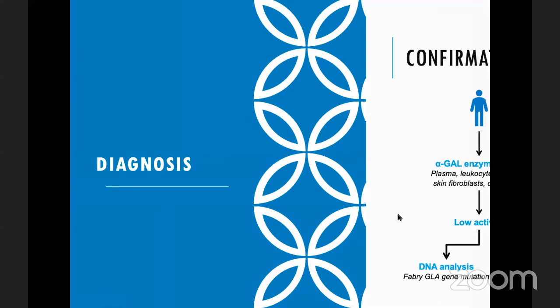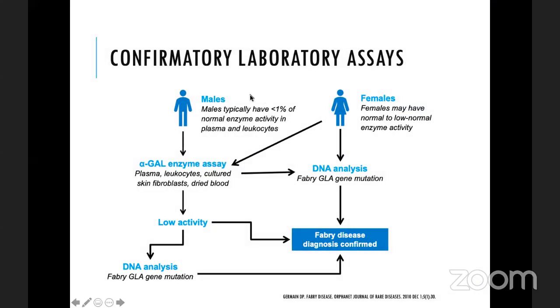How do we diagnose Fabry? In males, measuring alpha-GALA enzyme activity in the leukocyte is the gold standard for diagnosis of Fabry disease, but we still perform the DNA analysis to confirm the diagnosis. While in females, usually they have normal to low normal enzyme activity level, and therefore molecular genetic analysis should be used to determine the diagnosis.